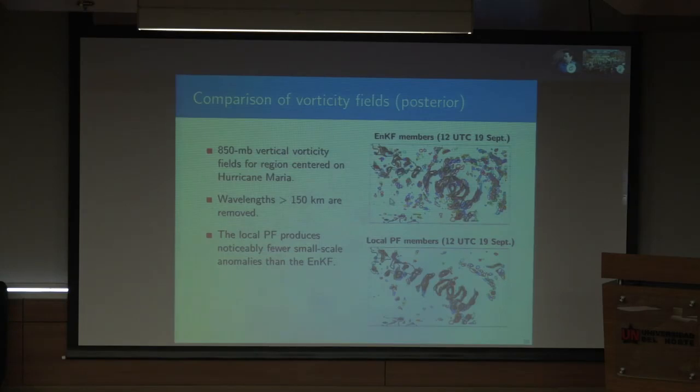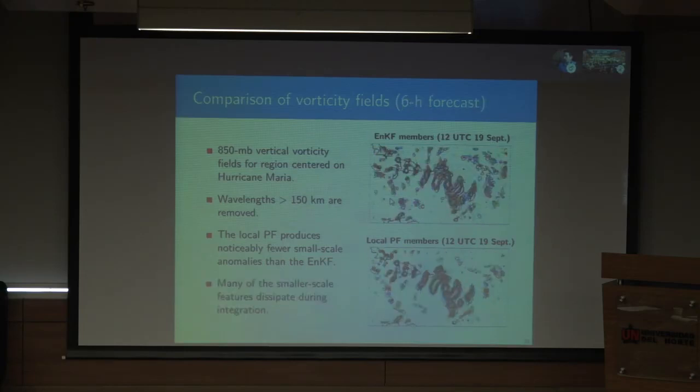And so this is for the posterior members. And then when you run a 6-hour forecast from that, all of the small scale anomalies in the ENKF just propagate away as gravity waves, and so you don't see them anymore. Whereas the particle filter has a nice smooth evolution with time.